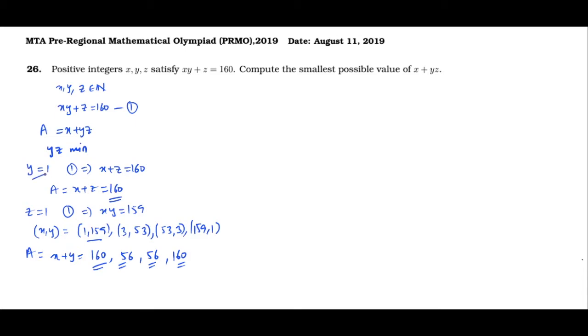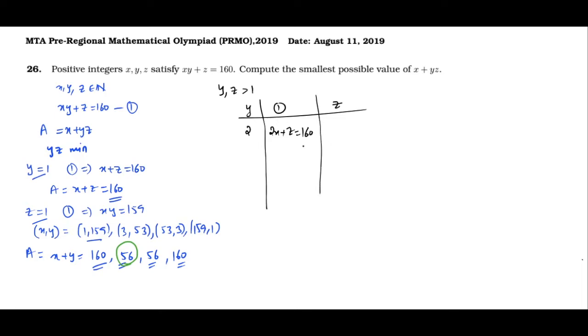So when y is 1 or z is 1, the least value of a is 56. Now let's see what happens when y and z both are greater than 1. Now let us put y value as 2. If I put y equal to 2, equation 1 becomes 2x + z = 160.